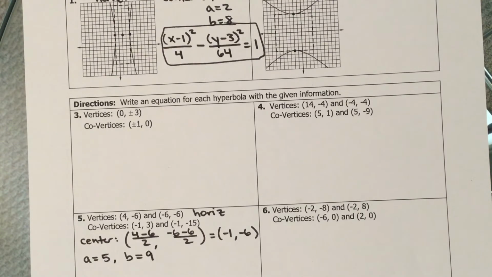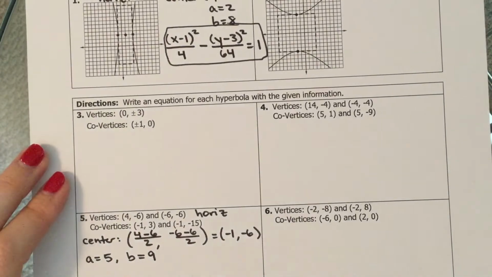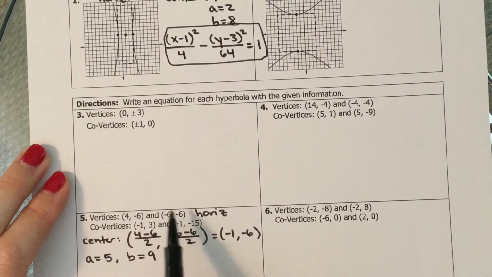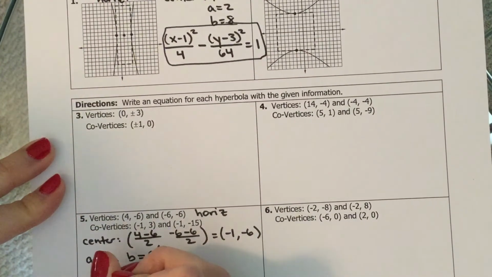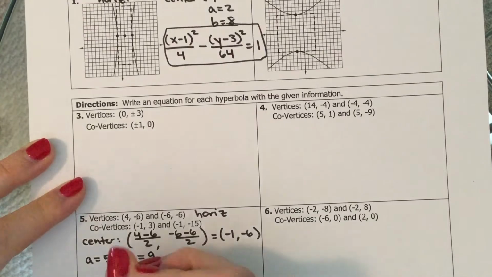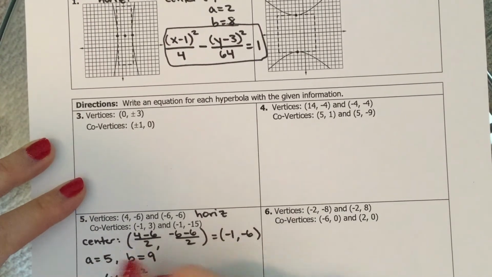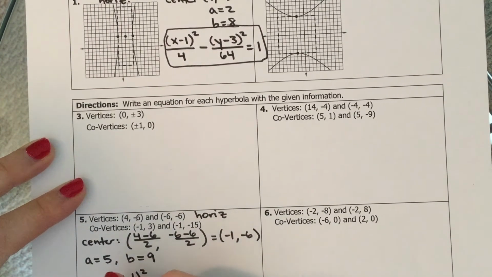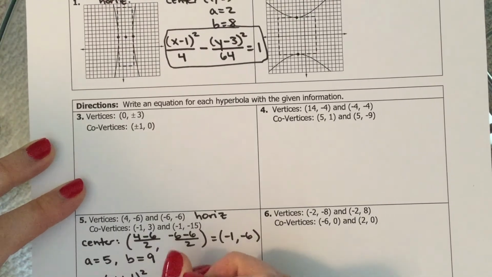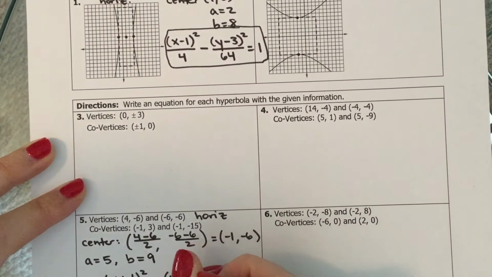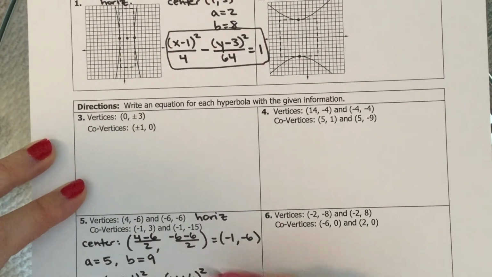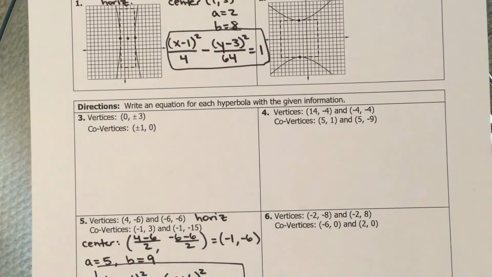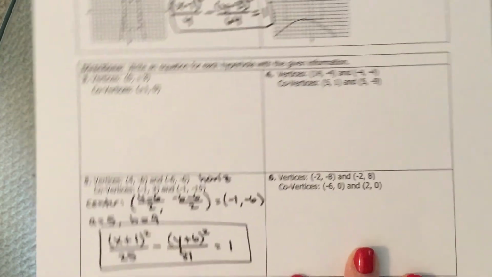And then really the last thing, you have to determine what the direction is, and that's based on which way the vertices go. The vertices have the same y value, which means it doesn't go up and down. So it must go left and right, and that makes it horizontal. So you start with the x: x minus h, so x minus -1 squared over a squared, so 25, that's 5 squared, minus y minus the center there, so minus -6 over b squared, so 9 squared is 81, and that would be your complete formula. Sorry, that's a little off. There we go.